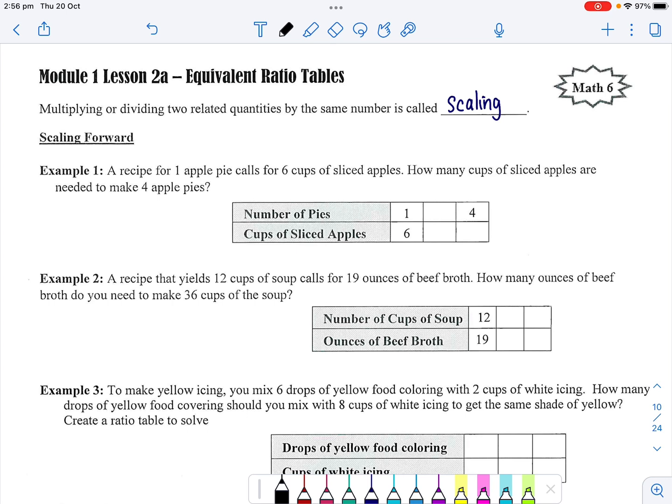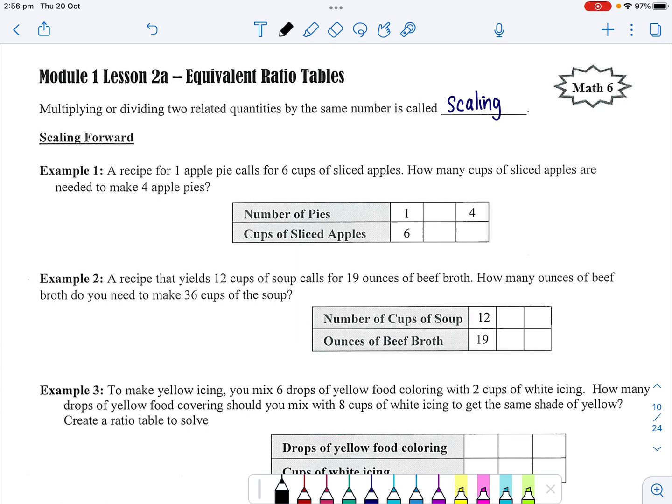We are going to be using what is called scaling. So multiplying or dividing two related quantities by the same number is called scaling. So what we are going to be doing is using equivalent ratios or equivalent fractions to help us solve these problems, and we're going to use multiplication and division to help us do that. This first video is going to be scaling forward.